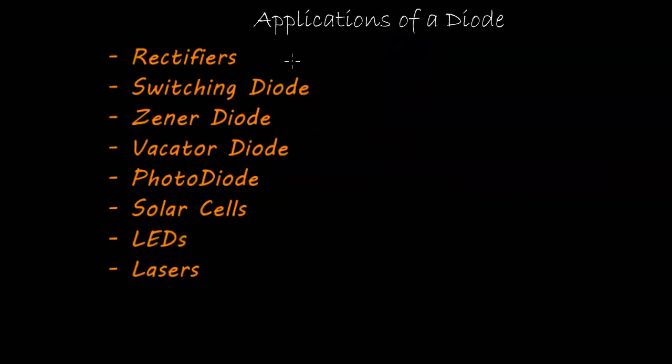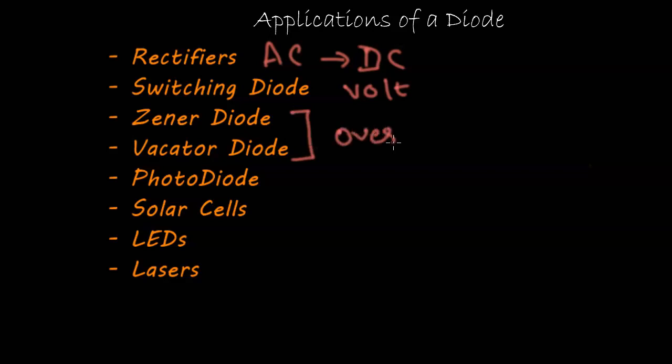Let us briefly go through some of the applications of a diode. It's used in rectifier circuits to help convert the AC into DC. Switching diode is used in circuits which deal with switching low voltages. The Zener diode and the Varactor diode are used to control circuits which can lead to over voltages. The photodiode is, as the name suggests, a diode which is sensitive to light. So it helps in converting my light to current.